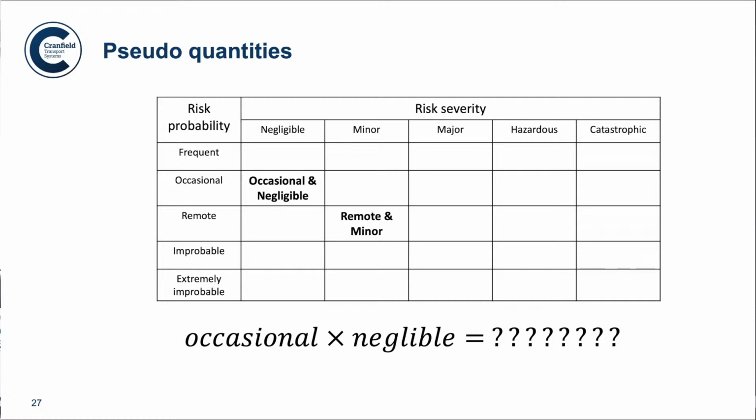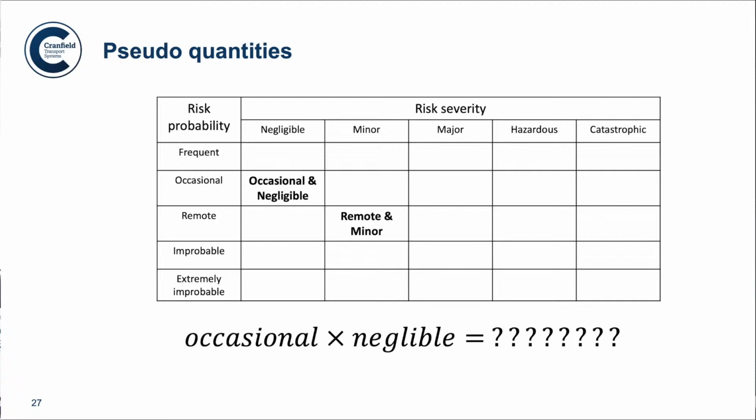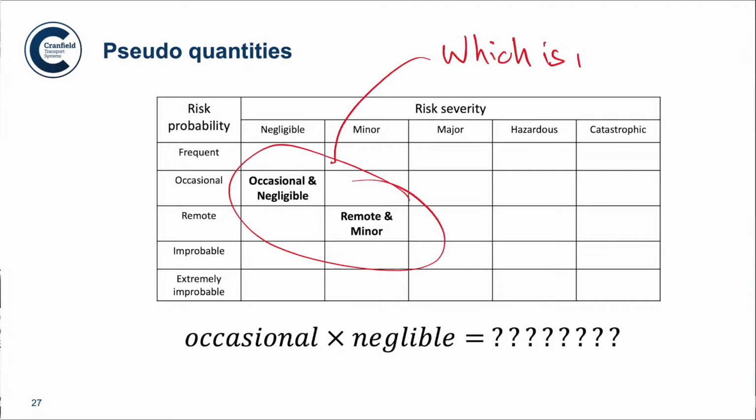What is occasional times negligible? What is the result of that? It doesn't make any sense at all. And it makes it difficult for us to go, okay, well, which of these is worse? Which of those two is worse? Which is the risk that I need to deal with first? Which is the one I need to throw resources at first? It doesn't help us in this case.